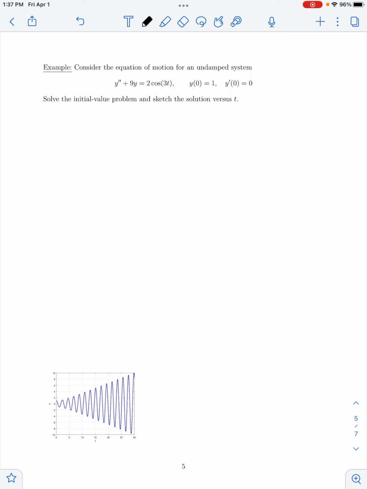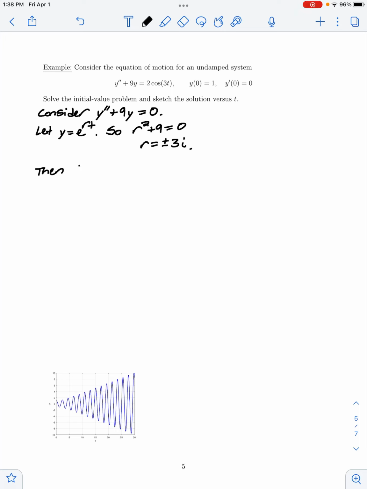So again, our first step in solving any non-homogeneous equation is to solve our homogeneous equation. So let us consider the corresponding homogeneous equation, y double prime plus 9y is equal to 0. If we look for solutions of the form y equals e to the rt power, then our characteristic equation is r squared plus 9 equals 0. And so r would be plus or minus 3i. We have complex conjugate roots. And so our homogeneous solution, or transient solution, would be of the form c1 cosine of 3t plus c2 sine of 3t.